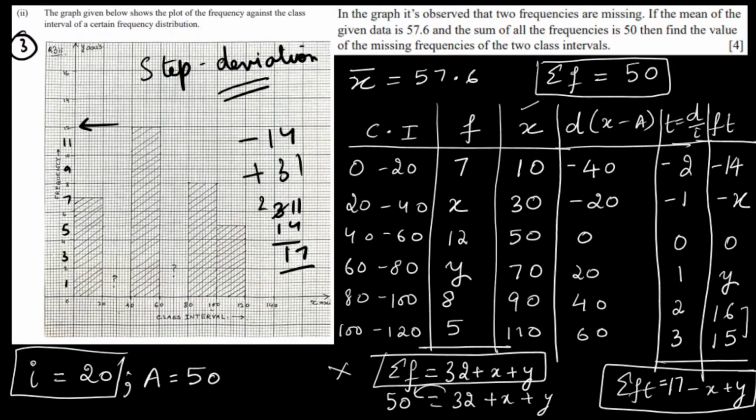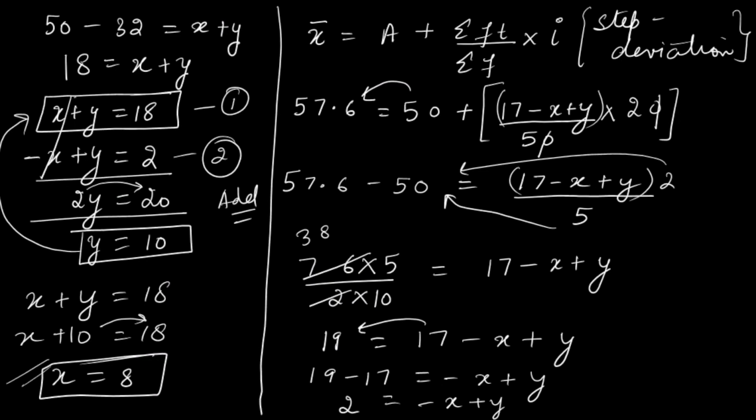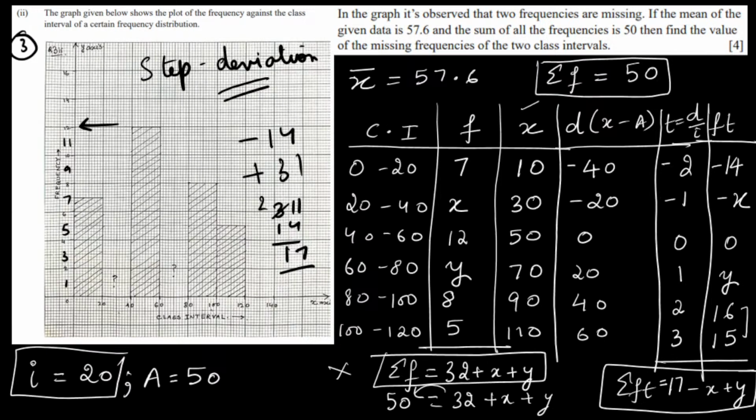Missing frequency type of questions we have done earlier also. The method you want to use here is up to you. You can do it by the direct method, by shortcut, or by step deviation. But I always suggest doing it by step deviation, because the calculations will become very easy, and easy calculation means less chance of going wrong anywhere.